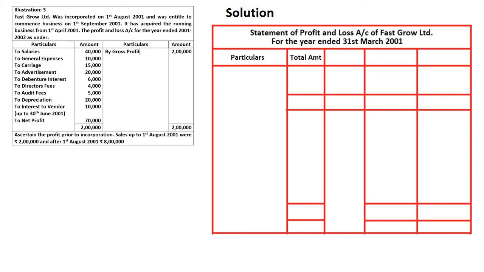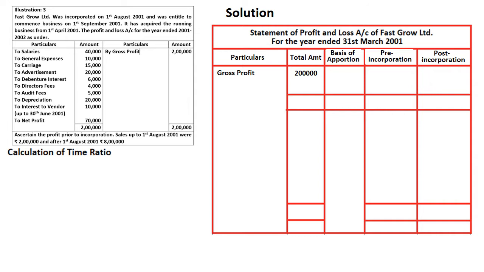Particulars, total amount column I have inserted one extra column, and basis of apportionment, pre-incorporation and post-incorporation, right? So first, gross profit, which is given in the question, 2 lakhs total amount, and this amount has to be divided. Always gross profit has to be divided in which ratio? Sales ratio. Therefore we need to calculate sales ratio and time ratio, right?